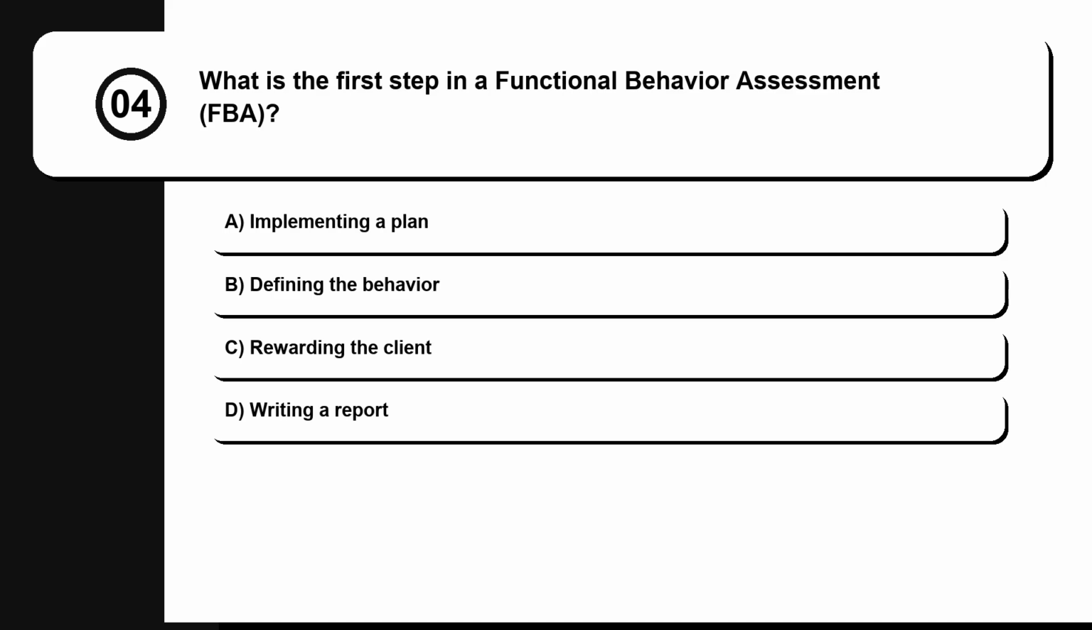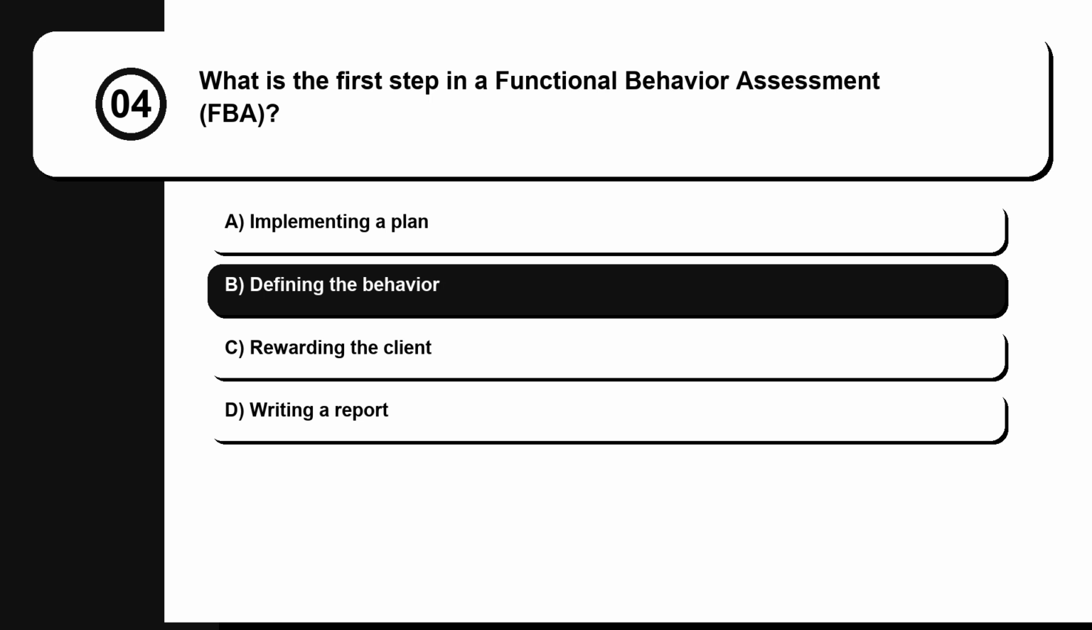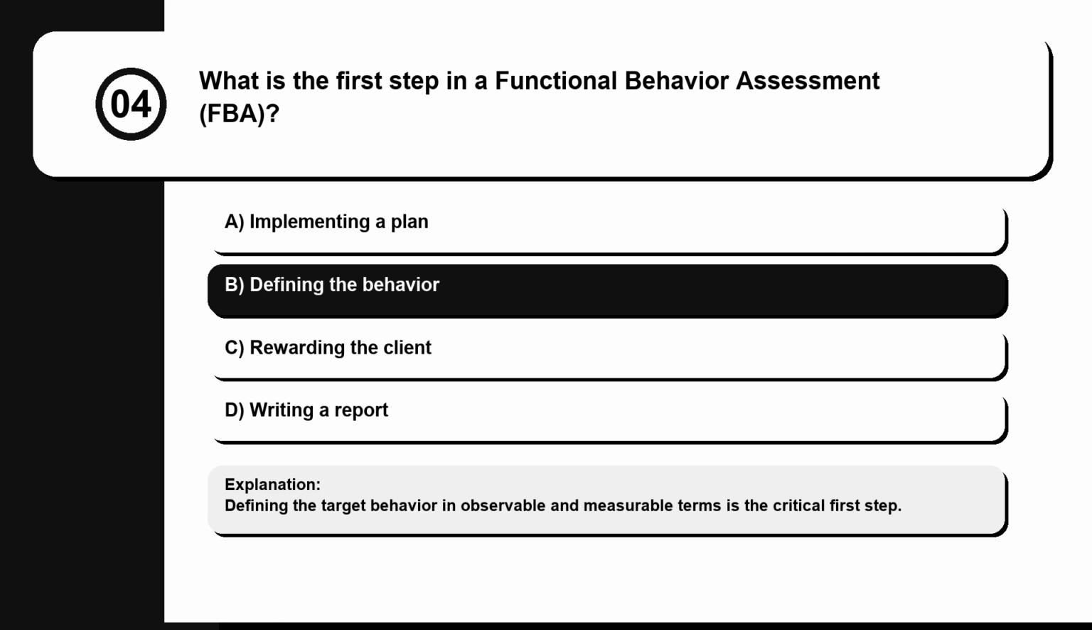Question 4. What is the first step in a functional behavior assessment, FBA? A. Implementing a plan, B. Defining the behavior, C. Rewarding the client, or D. Writing a report. The correct answer is B. Defining the behavior. Defining the target behavior in observable and measurable terms is the critical first step.